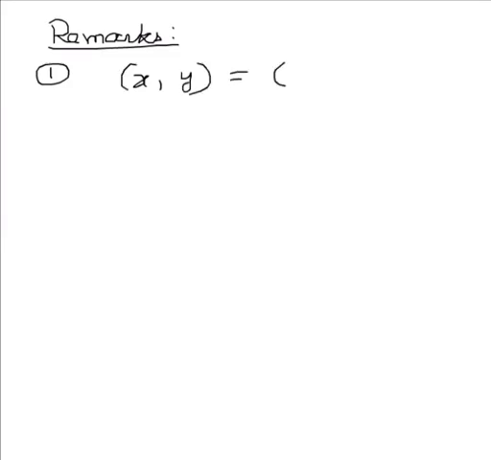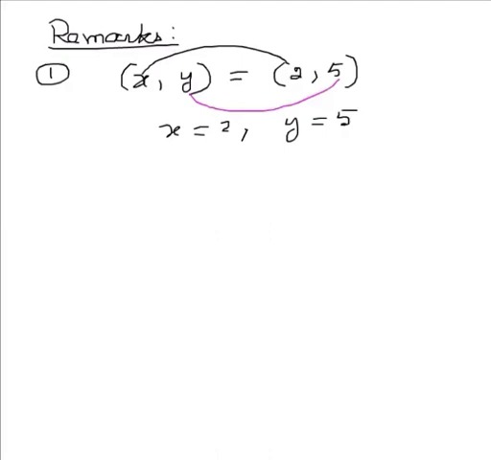See the remarks given in the textbook on page number 31. The first one: two ordered pairs are equal if and only if the corresponding first elements are equal and the second elements are also equal. For example, if I take an ordered pair x comma y and say that it is equal to 2 comma 5, then the first element should be the same and the second element should be the same. Therefore, x must be 2 and y must be 5. Then remark 2.